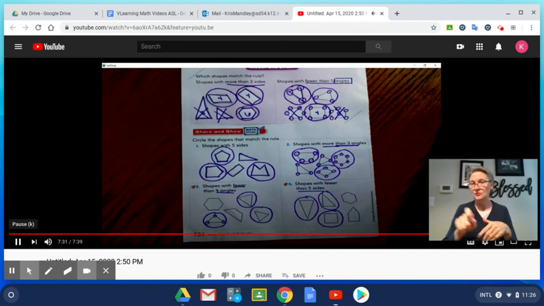Now it's your turn to complete some work and see if you can figure out the shapes and sort them on the rules that they have.